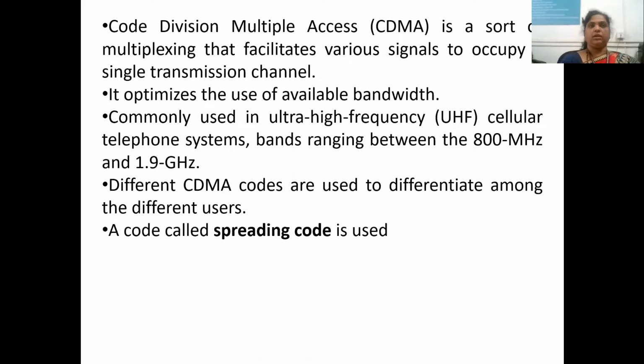In CDMA, it uses the UHF frequency, that is ultra high frequency, for transmission, and its basic application is the cellular telephone system. The band at which it works for cellular telephony is 1800 megahertz to 1900 megahertz, or we can say 1.9 gigahertz. When we say it's a code division multiplexing technique, it is a code which is used by different users. So the code matters, and this code is what we call a spreading code.